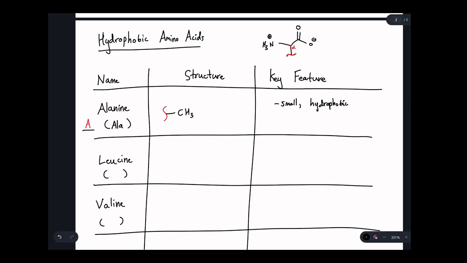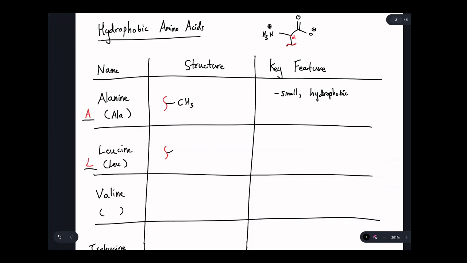Moving next to leucine, its 3-letter code is LEU, and its 1-letter code is simply L. Leucine is a little bit more elaborate than alanine. We're going to have a carbon off the alpha carbon. Then if we count the number of carbons here, 1, 2, 3, 4, 4 carbons, so this is actually a butyl group. And in chemistry, we call this an isobutyl group. I like to view that as the last carbon splits equally. Iso is same, so they're the same on both sides.